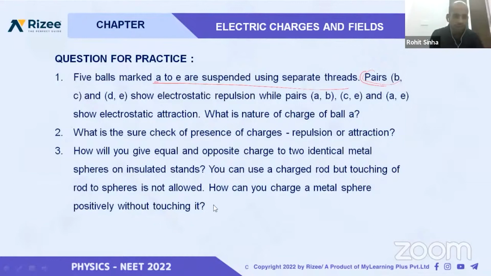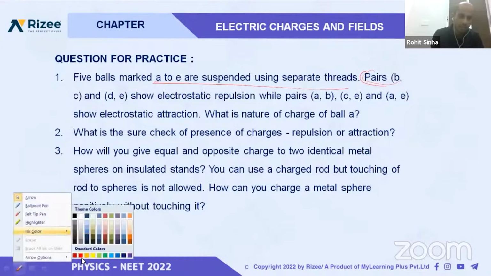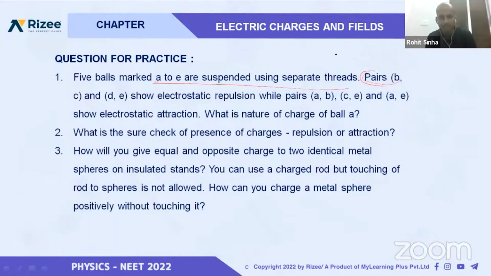First question which we are discussing was that we can see here. The question was we are having five charges A, B, C, D, E. We can see that this pair of charges, that was B, C and D, E. B, C and D, E, these are showing repulsion.